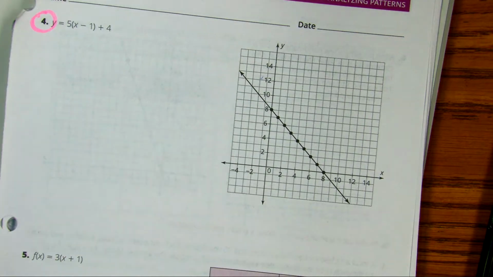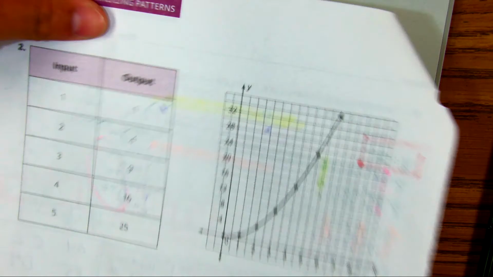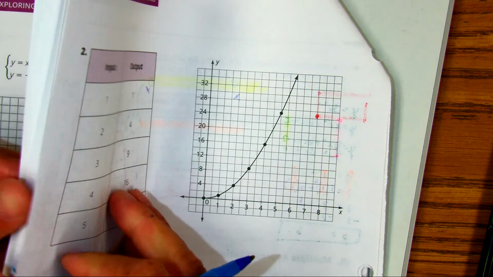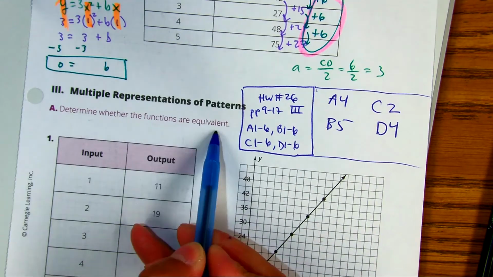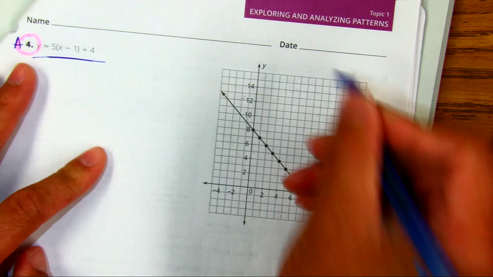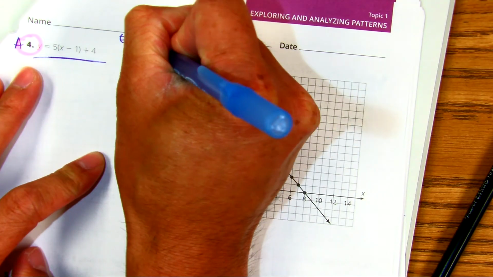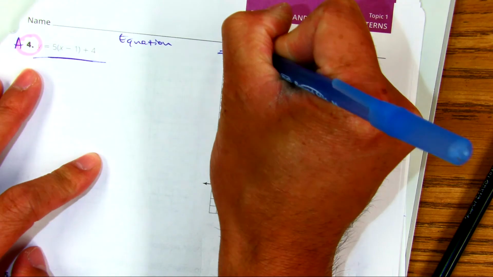In question number 4, if you turn back your direction, it says determine whether the functions are equivalent. I need to figure out if the equation, that's an equation, and the graph, are these equivalent? Are these equal?